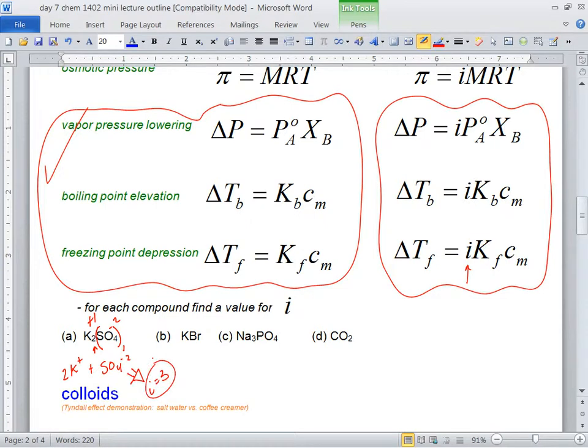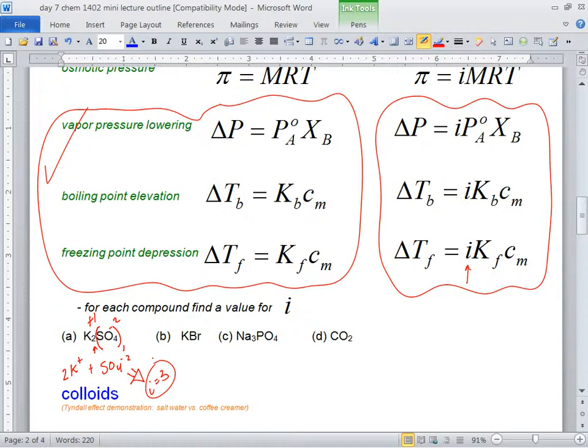So these ions, look at, they just really enhance the change. Whether you're talking about osmotic pressure or the change in vapor pressure lowering, boiling point elevation, freezing point depression, they really magnify it. Okay? So you've got to be careful when you have these ionic solutions.